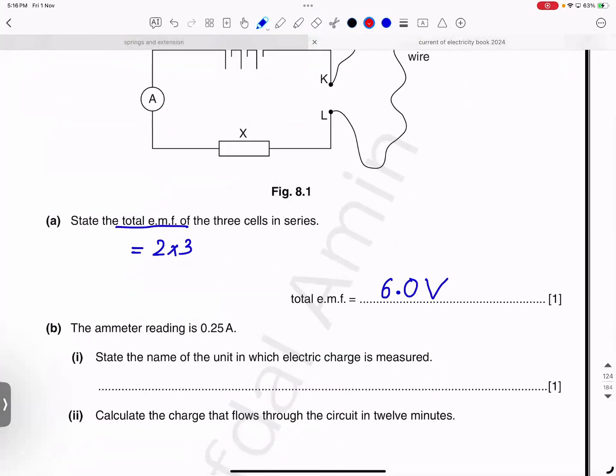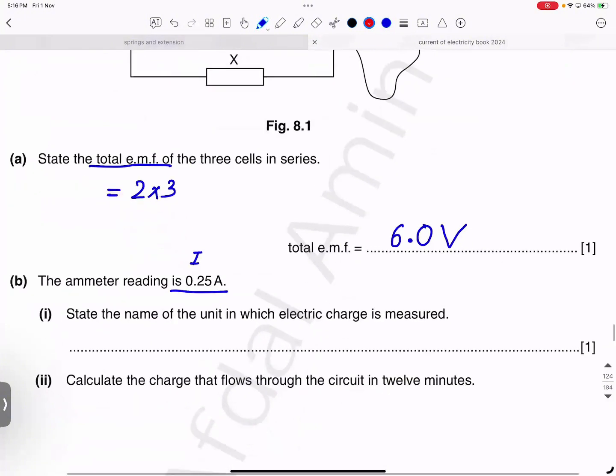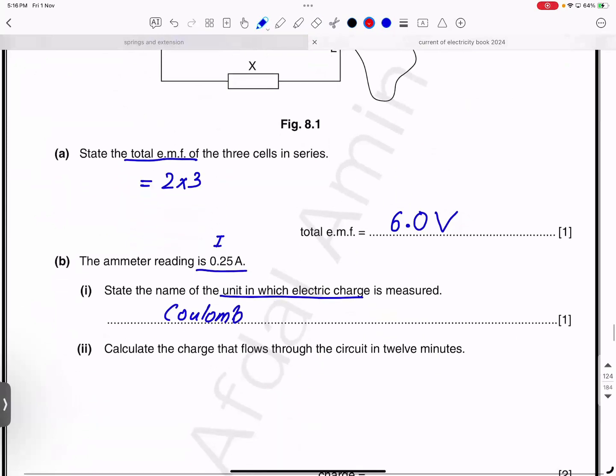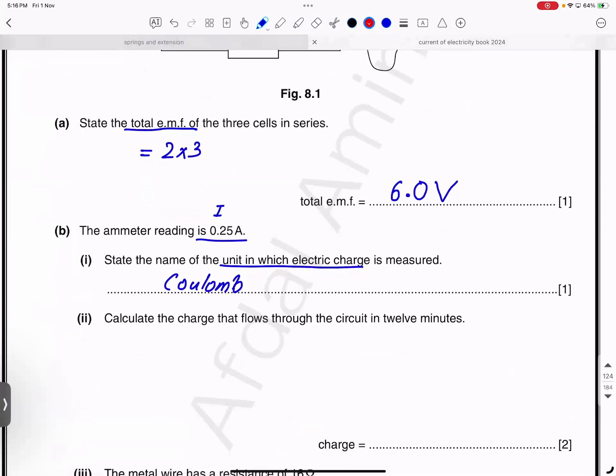Ammeter reads 0.25, meaning current. State the name of the unit in which charge is measured. The unit of charge is coulomb. Calculate the charge that flows in 12 minutes. 12 minutes means 12 multiplied by 60. The time is 720 seconds. Charge Q is equal to IT. I is 0.25, T is 720.